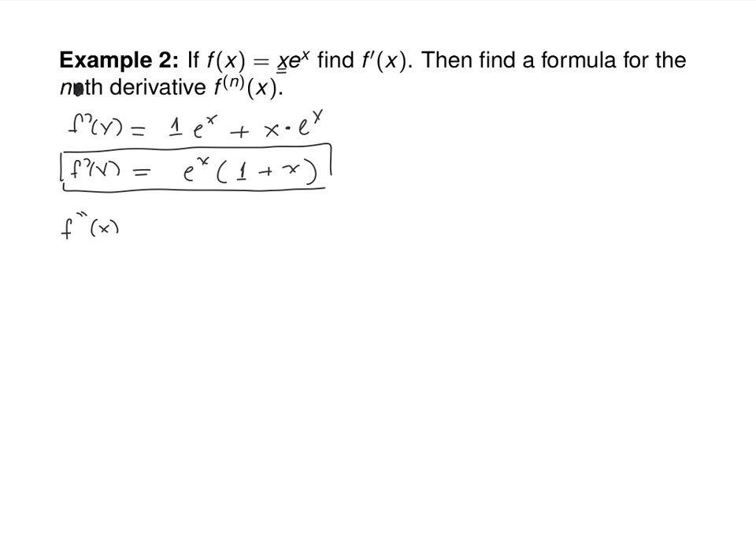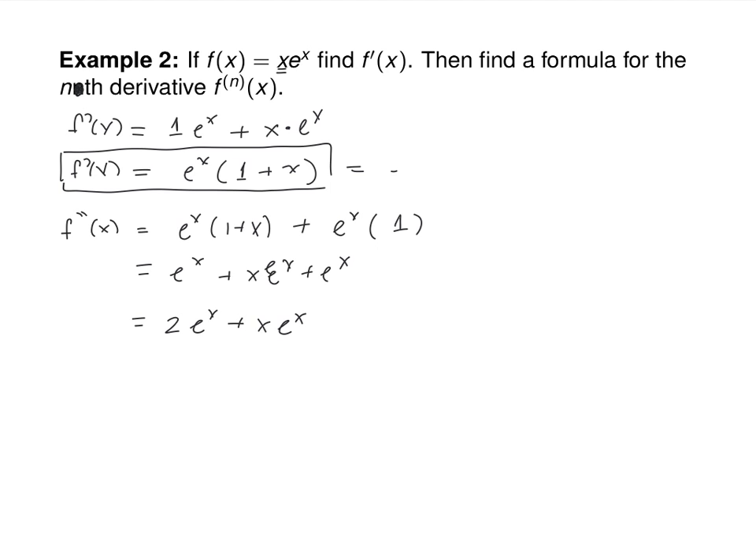For the second derivative, I'm just going to keep it in the order I have it. Differentiate e to the x is e to the x times 1 plus x, plus e to the x times the derivative of 1 plus x, which is 1. So that's e to the x plus x e to the x plus e to the x, or 2e to the x plus x e to the x. So there's the first derivative. Here's the second.